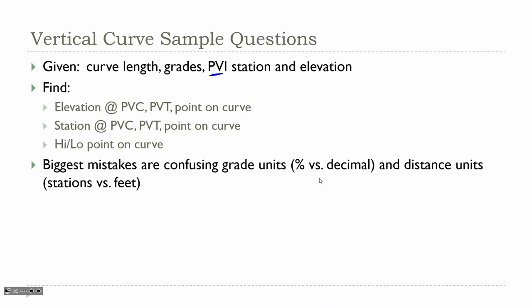The biggest mistakes on vertical curve problems: in 342, I always used the grades as decimals, not as percentages, and the distance x in feet, not in stations. You can also do it in percentage and stations, but I think it gets a little confusing. So keep your grades in decimal format and your distances in feet.